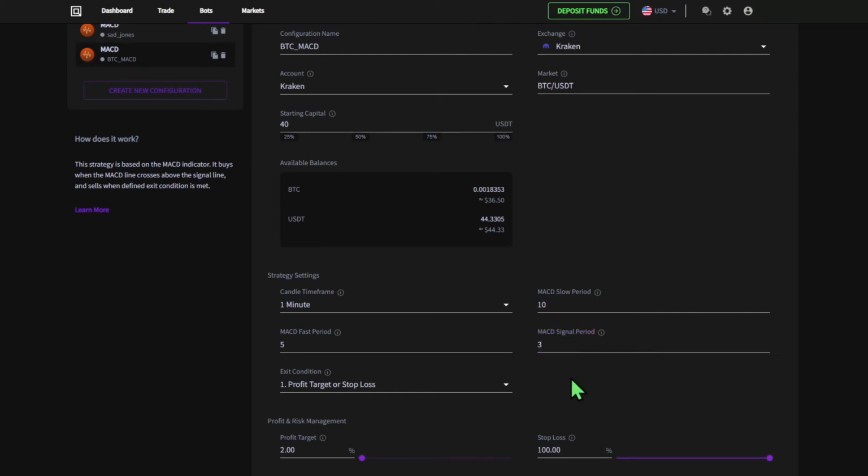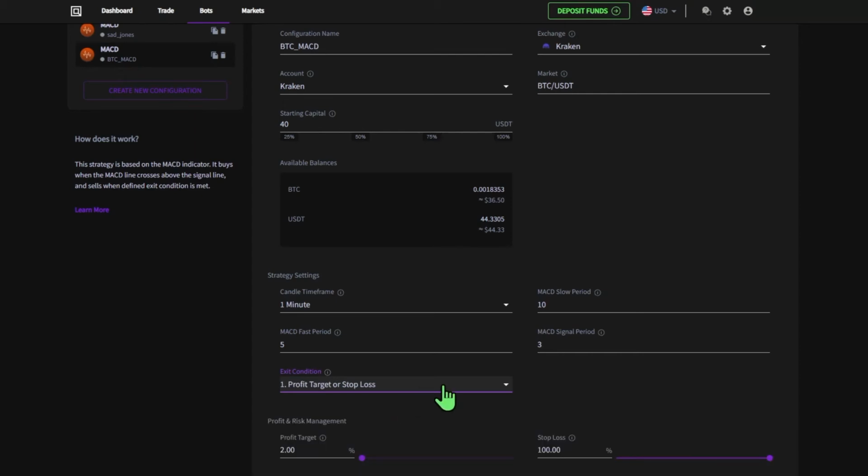Then you're going to have your exit conditions. Your exit conditions come in 2 different types. So you have your first option, which is your profit target or stop loss, which you use to close the position once the profit target or stop loss is reached. Or you can select the second one, which is the indicator confirmation, and you can see down here your profit and risk management disappears if you do the indicator confirmation, and this position should only be closed when MACD crosses below the signal lines that you previously indicated.